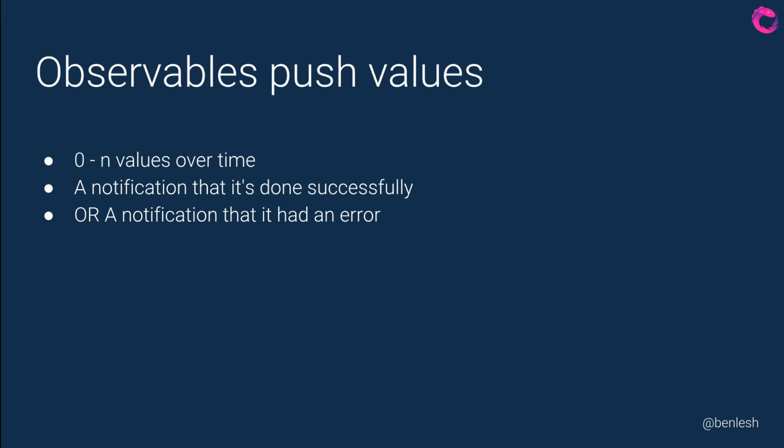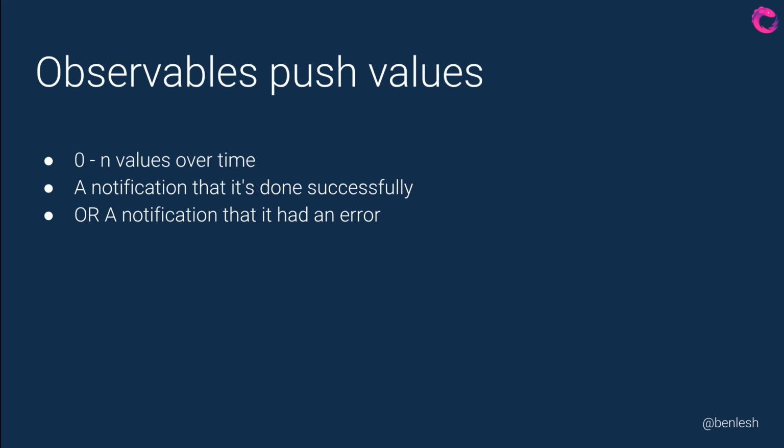So observables push values: zero values or an infinite number of values, over an immediate amount of time or any amount of time. And they will either complete successfully and notify you of that, or they'll notify you that there's been an error and stop. In any case, it'll tear down any resource that's underneath the hood. But that's what observables are about.